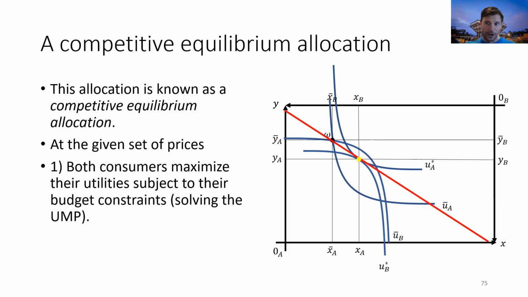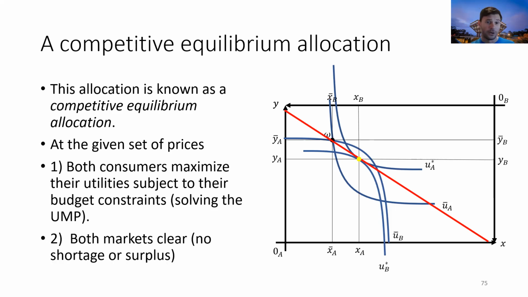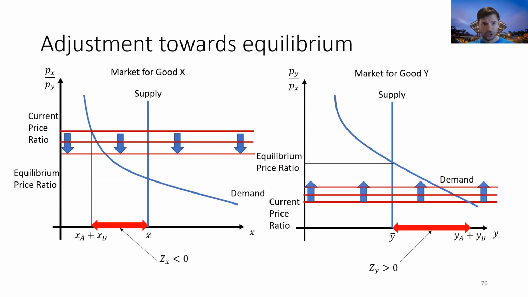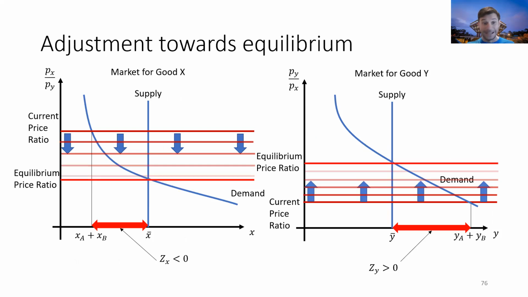And given that set of prices, both markets are clearing. There is no shortage. There is no surplus. Okay, so we went from being out of equilibrium to adjusting to being in equilibrium at this new optimal price ratio. Okay, optimal in the sense that it cleared both the markets.